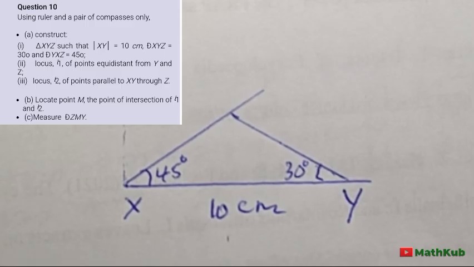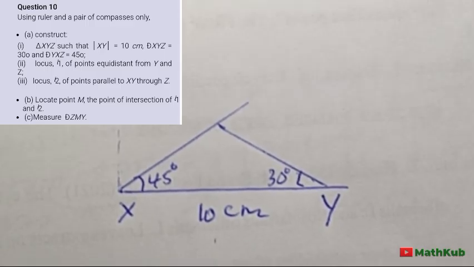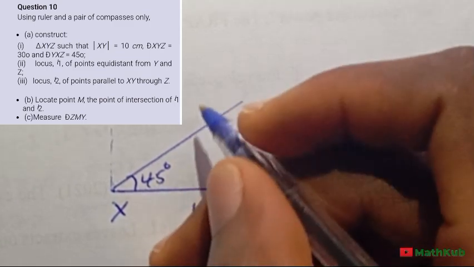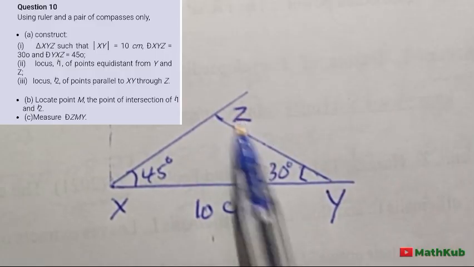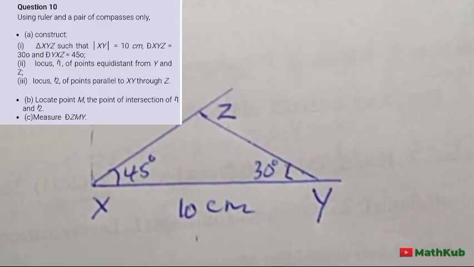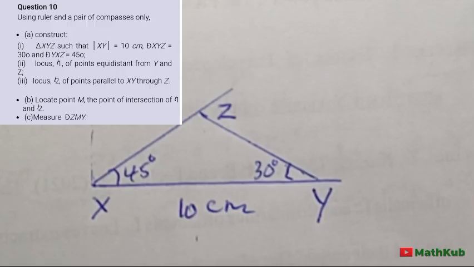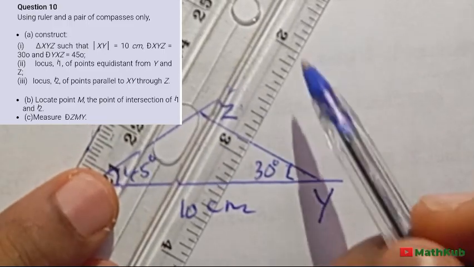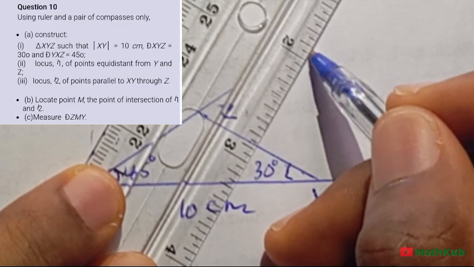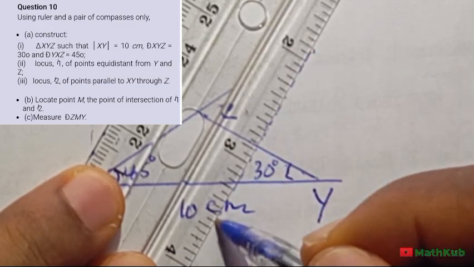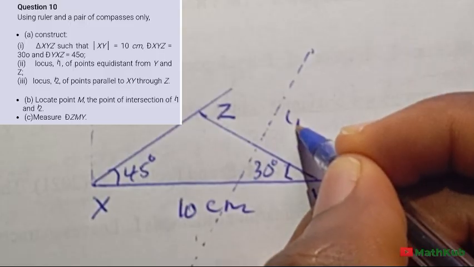The next question says locus L1 of points equidistant from Y and Z. This is Z. Locus of points that are equidistant from Y and Z will be the perpendicular bisector of YZ. So that means we have to draw a line that passes through the center of this line YZ. So this is L1.